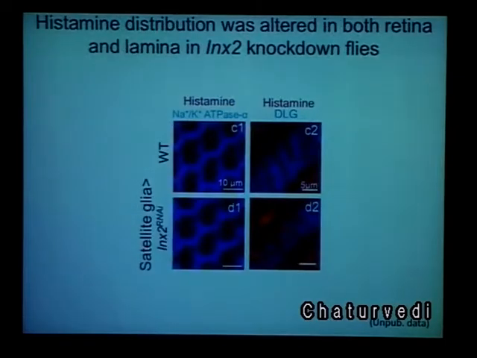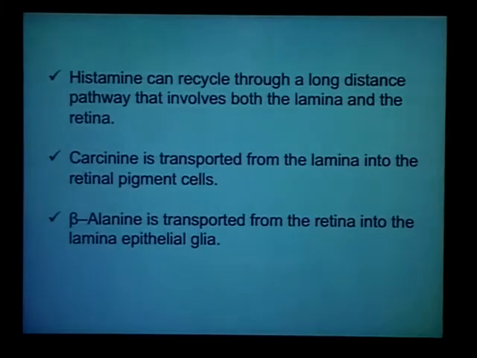So as a consequence, you can see that in the knockdown flies there is a reduction of histamine. Sometimes you can see some accumulation in the epithelial glia region. So based on these results, we can conclude three points: that histamine can recycle through a long-distance pathway that involves both the lamina and the retina. Carcinine is transported from the lamina into the retina pigment cells, and beta-alanine is transported from the retina into the lamina epithelial glia.